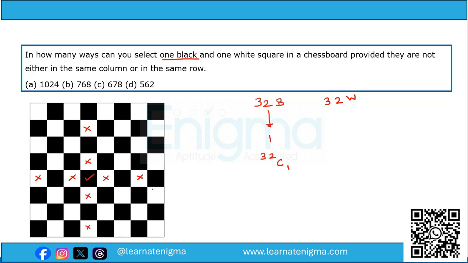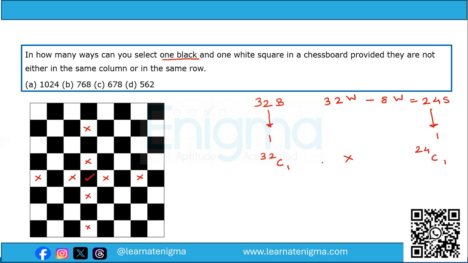That is, a total of 8 squares are eliminated. They cannot be selected. So from 32, white 8 squares are eliminated. So we have only 24 available squares for selection as per our condition. And from these 24, we can select any one square. So therefore, we can write it down as 24C1.